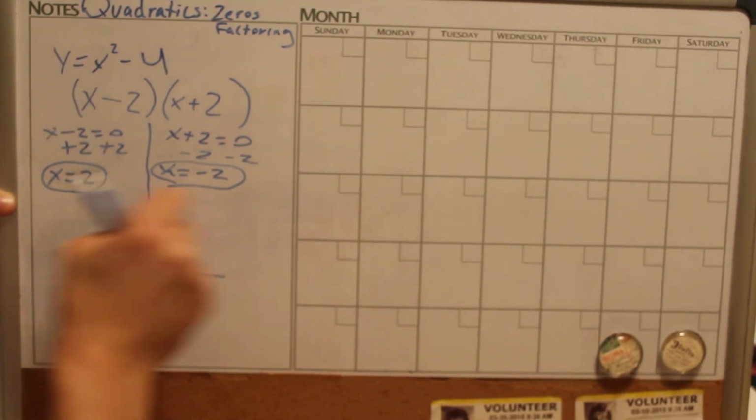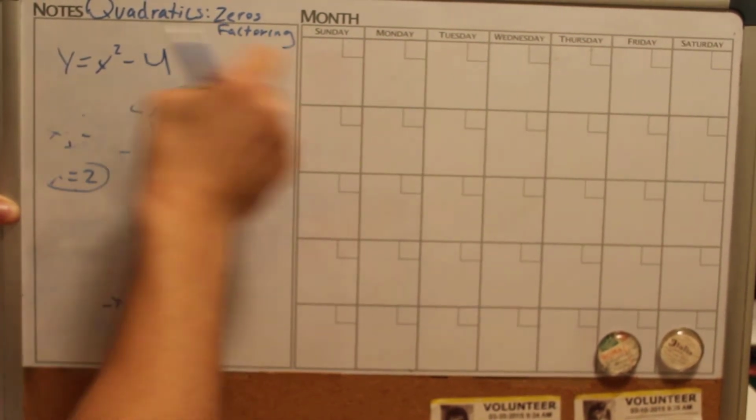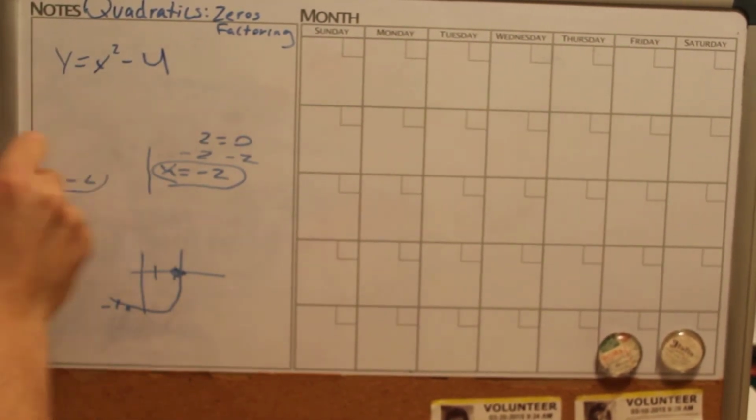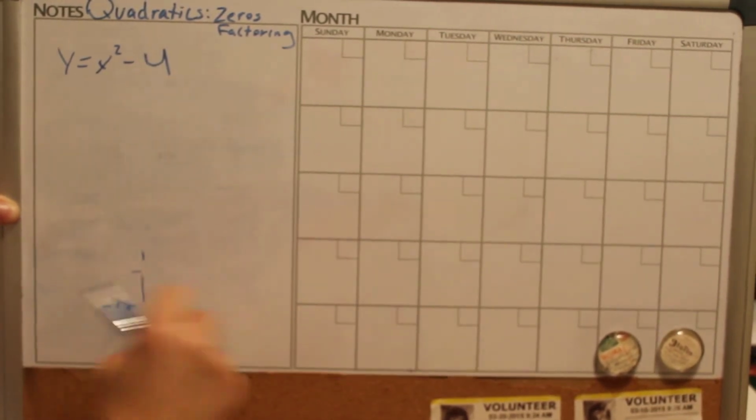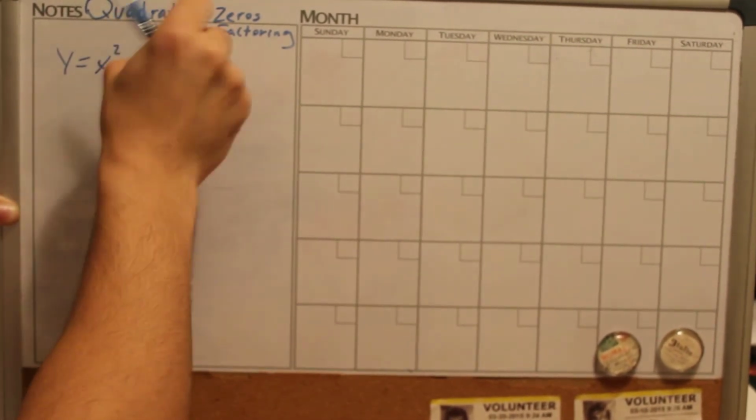That's one example. Another example of this, I have a very small eraser, so it takes me a while to erase.